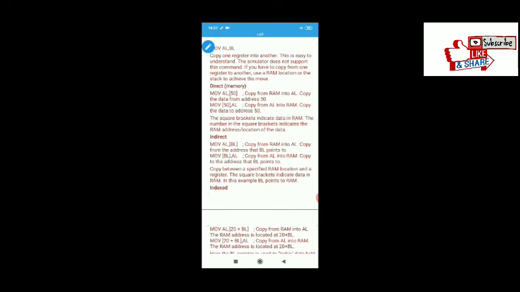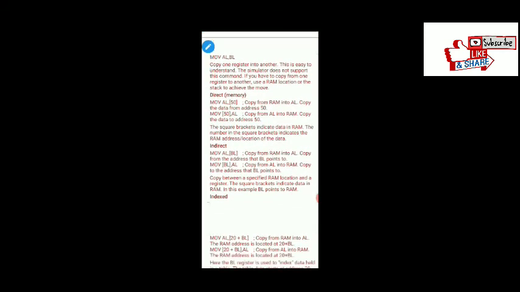Direct memory. So MOV AL, [50], copy from RAM location into AL the data from address 50. The square bracket actually defines that this is the memory data. That means the data within memory address 50 is loaded into the register AL. Also from register AL, data is loaded into the memory location 50. So that is the direct memory. Okay, so this is one type of addressing mode.